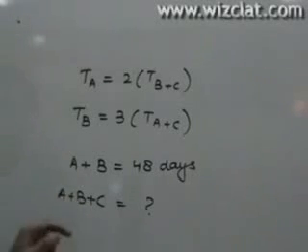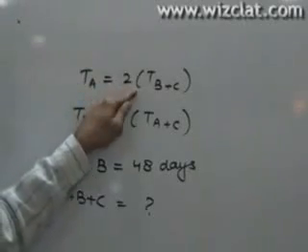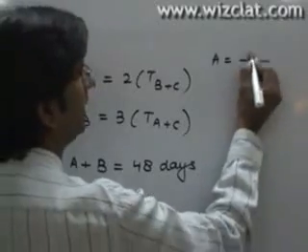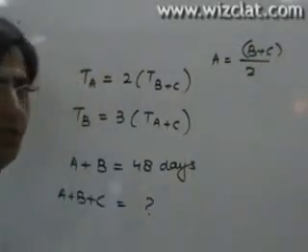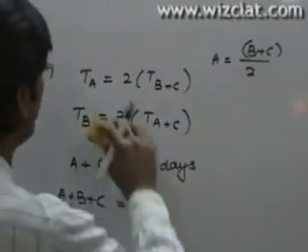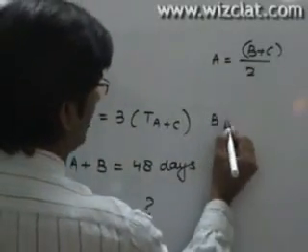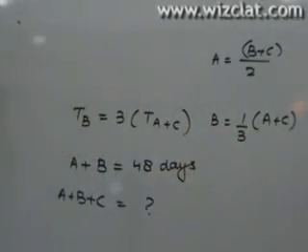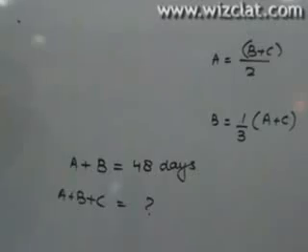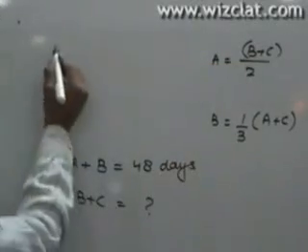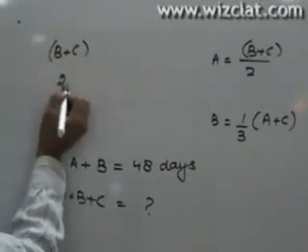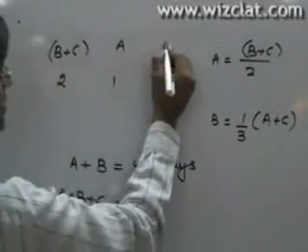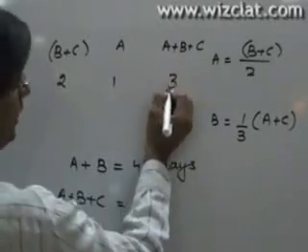Now what do I understand? The time taken by A is double the time taken by B and C together. That means efficiency of A is half the efficiency of B and C together. Now this is efficiency, okay? Similarly, efficiency of B will be 1/3 of efficiency of A and C together. So I understand one thing here, that if efficiency of B and C together is taken as 2, then the efficiency of A alone will be 2 by 2, that is 1. And in such a situation, their combined efficiency will be 3.